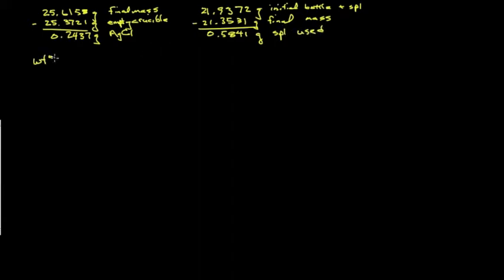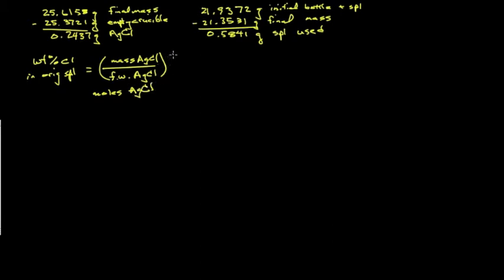Now to calculate percent silver chloride in the original sample, we take the mass of the silver chloride and divide by the formula weight of silver chloride, and of course that gives us moles of silver chloride. So if we multiply this by the ratio of 1 mole of chloride per mole of silver chloride, we convert this to moles of chloride. If we multiply that by the atomic weight of chloride, that should give us grams of chloride.